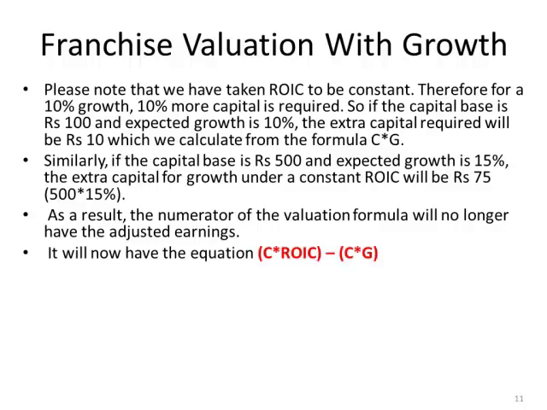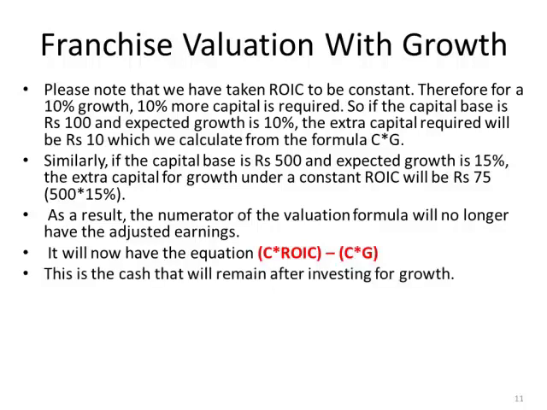So in the numerator equation, we'll now have C times ROIC, right? So that's the adjusted earnings. And we'll subtract the amount that the company has to invest to grow its capital base, which we calculated as C times G. And this equation here now represents what is left after investing for growth.